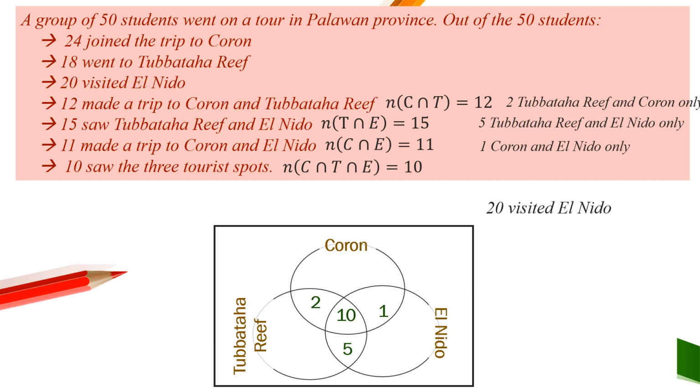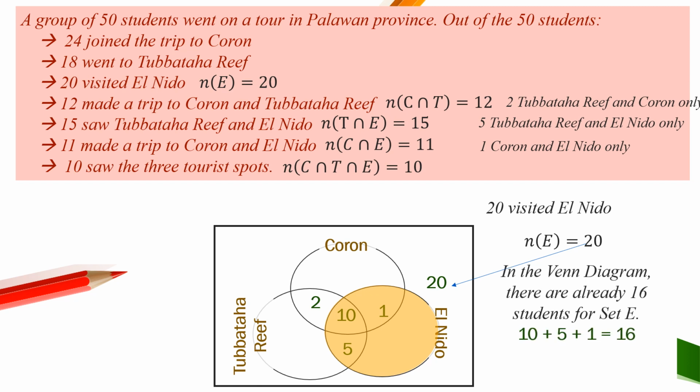Next step is to complete the elements for each set. Unahin natin ang El Nido. So based on the given, 20 visited El Nido. Pero ang nasa Venn diagram na natin ay merong 10, 5, and 1. So there are already 16 students in the Venn diagram. Ilan na lang ang kulang? 4. Therefore, 4 students visited El Nido only. Ibig sabihin, yung 4 na estudyante, ang pinuntahan lang nila ay El Nido.